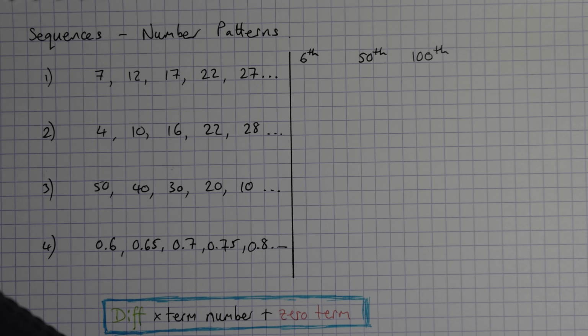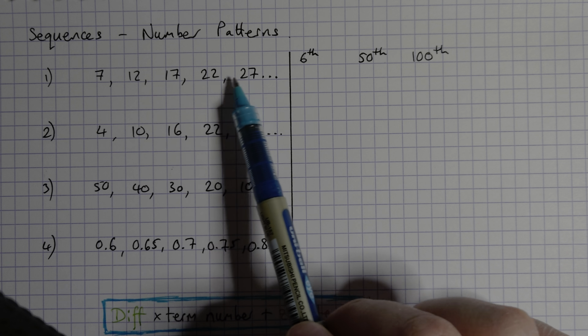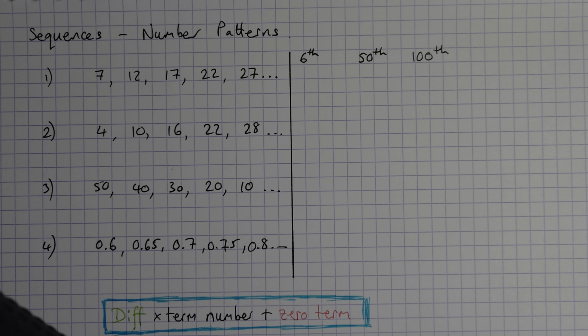Right, so here are a few more examples. Let's look at number 1 to begin with. Here's a sequence. It appears to be going up in 5s, doesn't it? And quite simply, I would just like to know the 6th term in the sequence. I also want to know the 50th term, and I also would like to know the 100th term in the sequence.